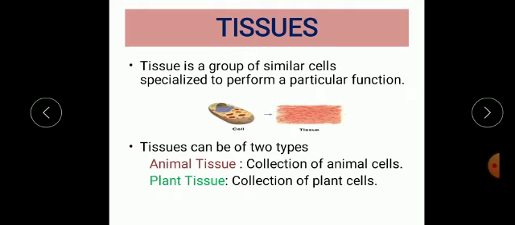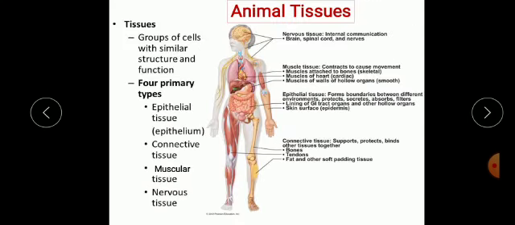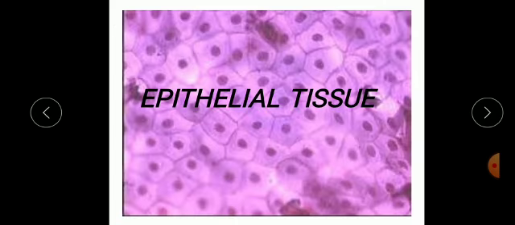We already discussed that tissues can be of two types: animal tissue, which is collection of animal cells, and plant tissue, which is collection of plant cells. We studied plant tissue in detail in the previous classes. Today, I will be introducing different types of animal tissues. Animal tissues are primarily of four types: epithelial tissue, connective tissue, muscular tissue, and nervous tissue. First of all, let us discuss epithelial tissue.